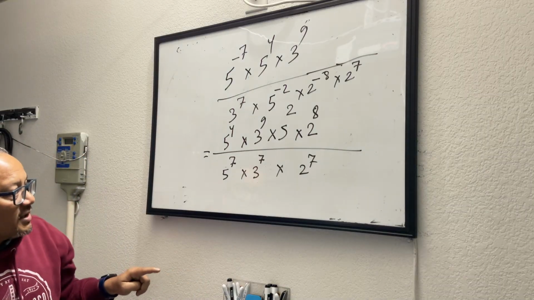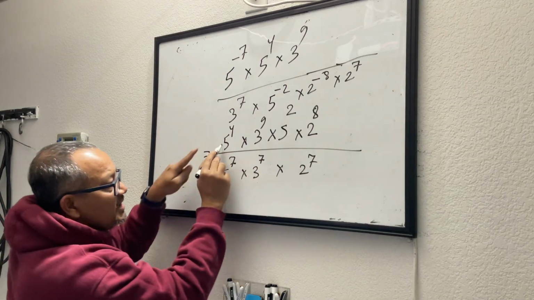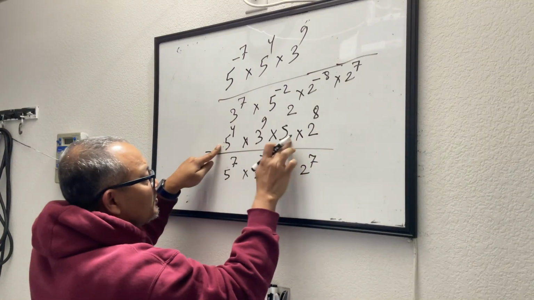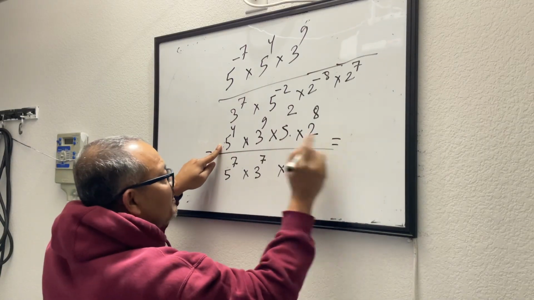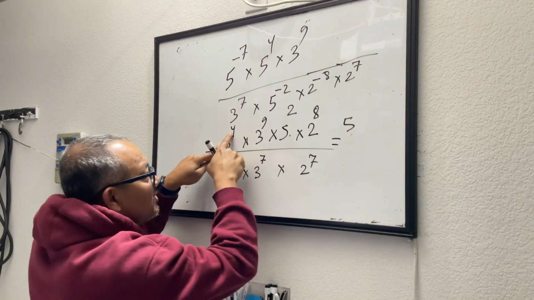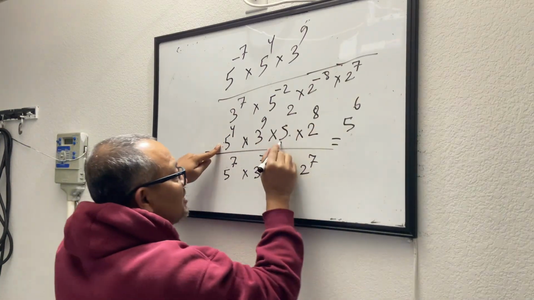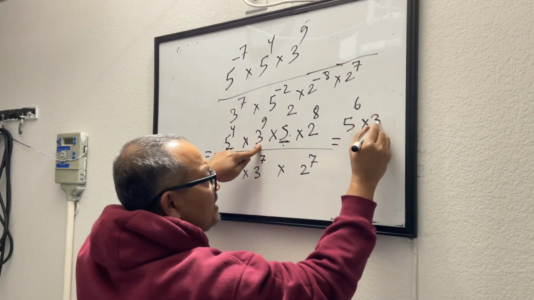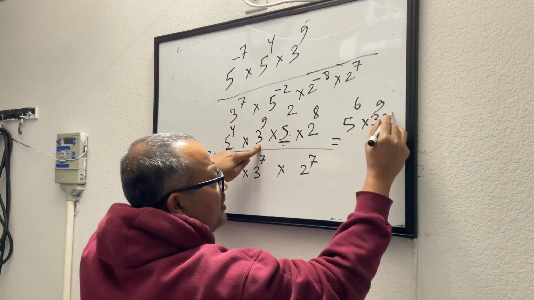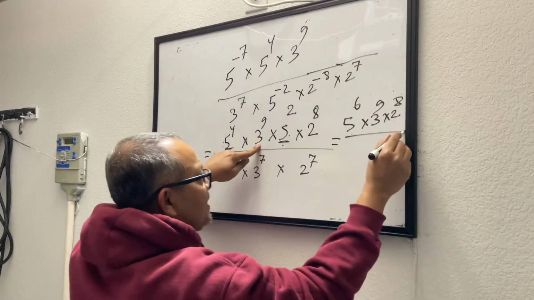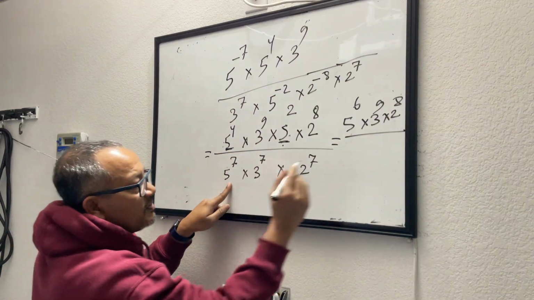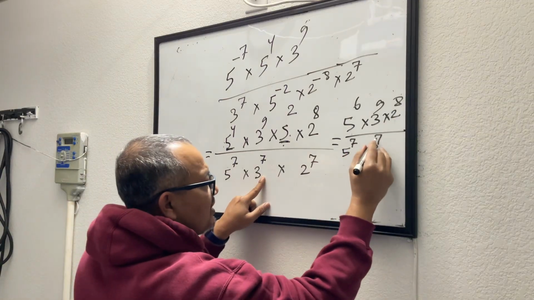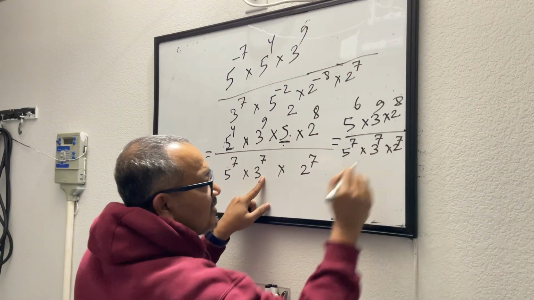Now look at it. You have here 5 to the power 4 into 5 to the power 2. When you multiply two exponents with the same base, the power gets added. So it becomes 5 to the power 4 plus 2, 6. So this number and this number taken care. Now 3 to the power 9, let it be here. 2 to the power 8, let it be here. Divided by 5 to the power 7 into 3 to the power 7 into 2 to the power 7.